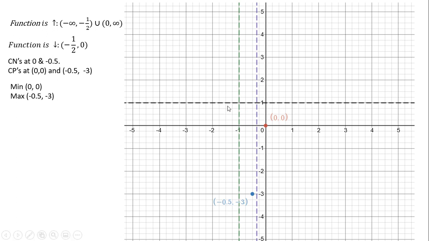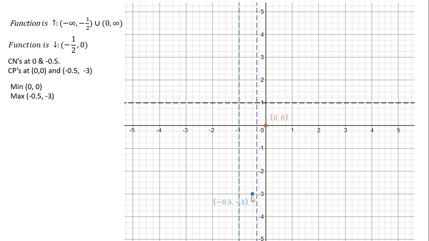I put in the asymptotes, one here, one here. These are both the vertical asymptotes. That's the horizontal asymptote, which we talked about from the previous slide. This (0, 0) is both the intercept and also the minimum value. This (minus 0.5, minus 3) is my maximum value. Again, it's a local maximum, but it is a maximum.